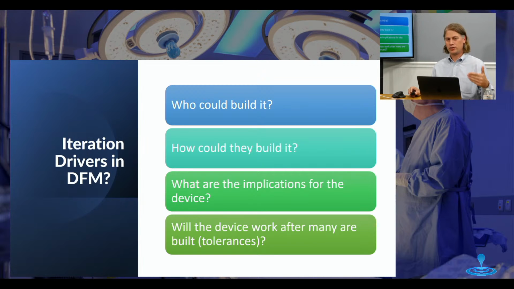And iteration gets driven in design for manufacturability by questions like, who could build it? How could they build it? What are the implications for the device when they build it, as opposed to us building it? Will the device work after many are built? These are tolerance type questions.